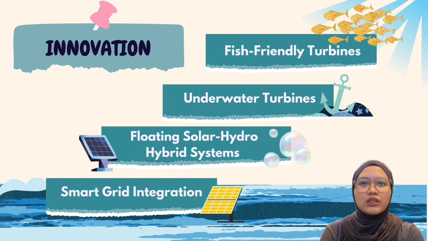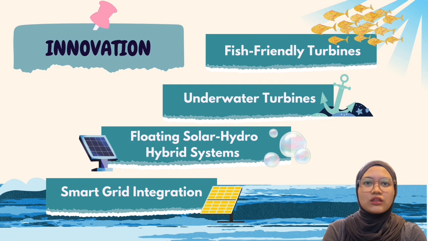Innovations in turbine design that minimize harm to aquatic life, particularly fish, could help mitigate some of the ecological impacts associated with traditional hydropower installations. And lastly, floating solar hydro hybrid systems. Integration of floating solar panels with hydropower installations, leveraging the complementary nature of solar and hydropower generation. These hybrid systems could maximize energy generation potential while utilizing existing water infrastructure.